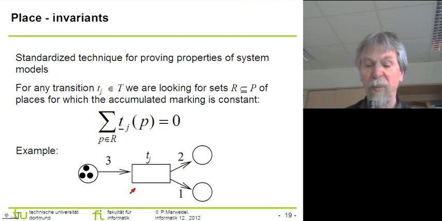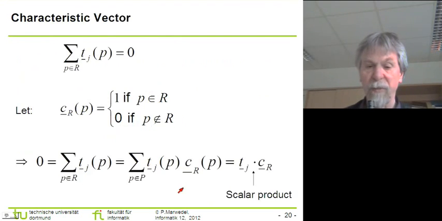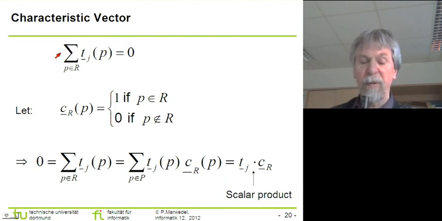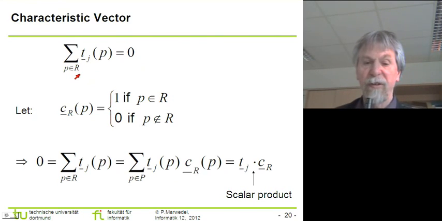As an example, please just look at the bottom of the slide. There you see that if this transition Tj takes place, then we will consume 3 tokens, but we will also generate 3 tokens, and therefore the overall number of tokens has not changed. Now what we're trying to do over here is we are trying to find such subsets R such that for this set the number of tokens is not changing.